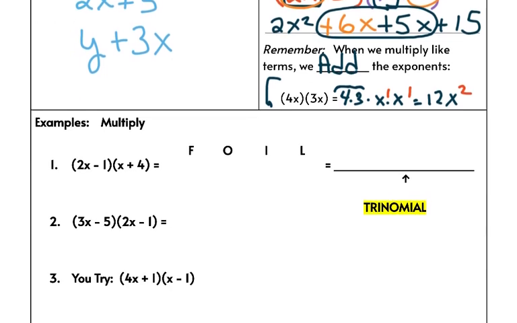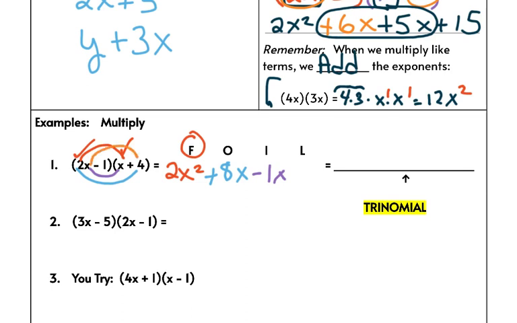So let's practice down here with our first, outside, inside, last. First, 2x times x gives us 2x squared. Outsides, 2x times 4, 2 times 4 is 8 with just an x. Inside terms, -1 times x is a -1, leave the number there, and then x. And then lasts is not going to be a 3, we don't add them, we multiply. And -1 times +4 is a -4.